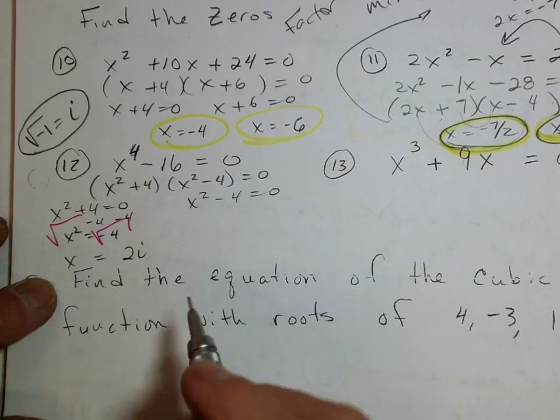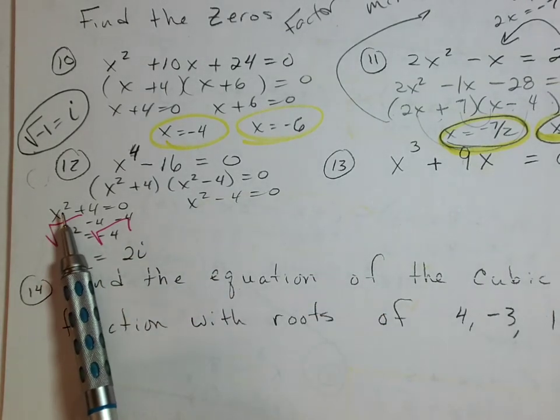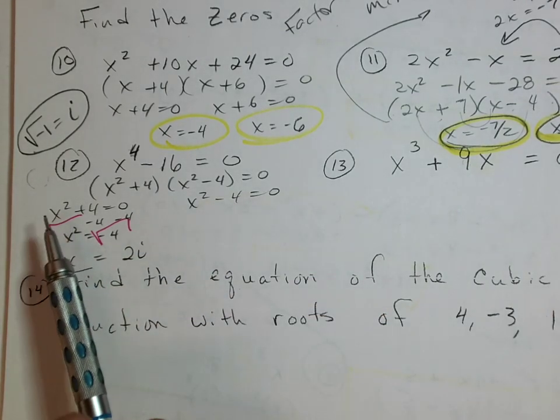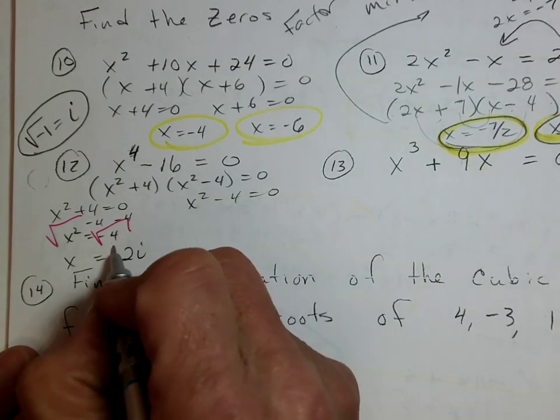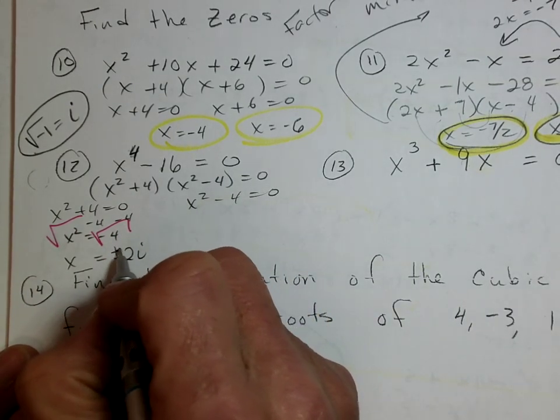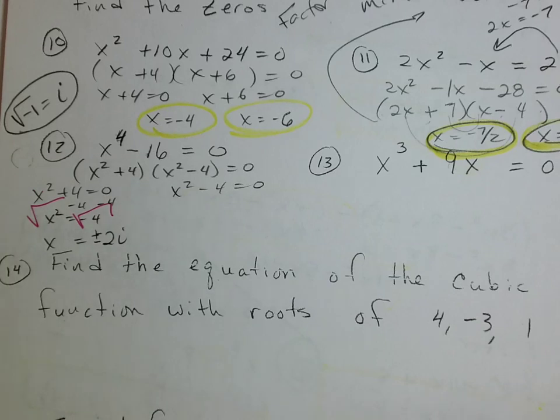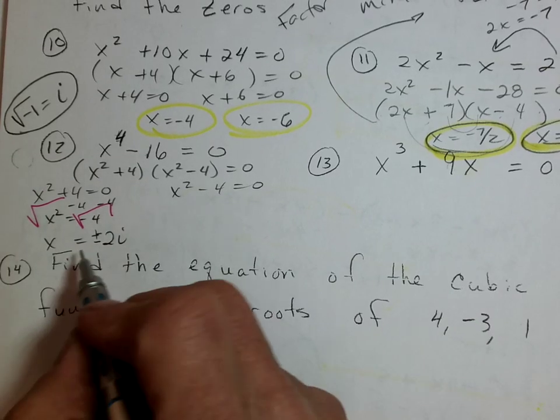However, how many answers should I have? I need 2 answers, right? It's plus or minus. So I'm going to go plus or minus 2i. I've got to have 2 answers. I get a positive 2i and a negative 2i, okay?